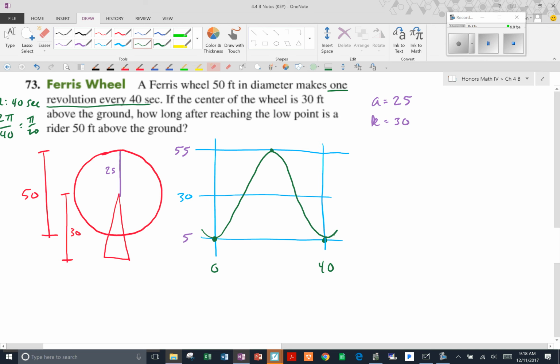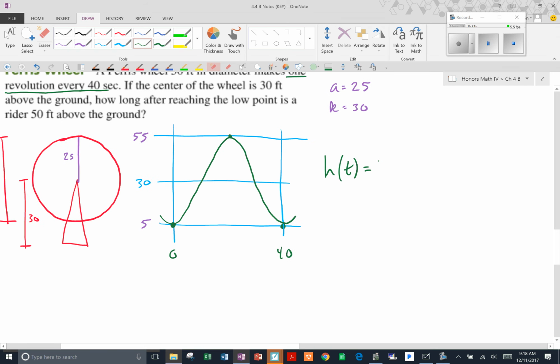What type of function do you think is going to be easiest to use here then? Cosine. So I'm going to use h of t equals, our amplitude is 25. We're going to use a cosine. What does it need to be though? Negative 25, cosine of our b value, which was pi over 20 times t. And we're going to shift this up 30. We don't need to shift it left or right because we're starting with that minimum value right at time 0.